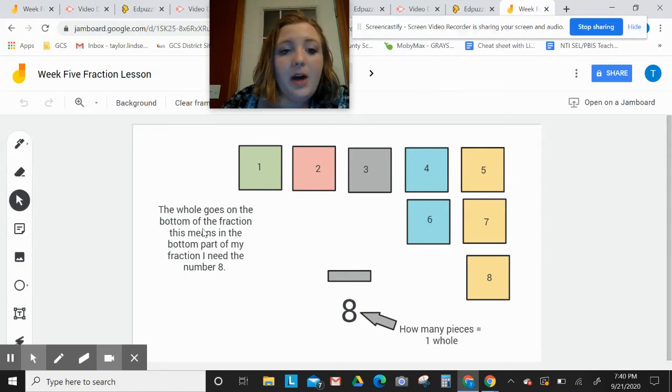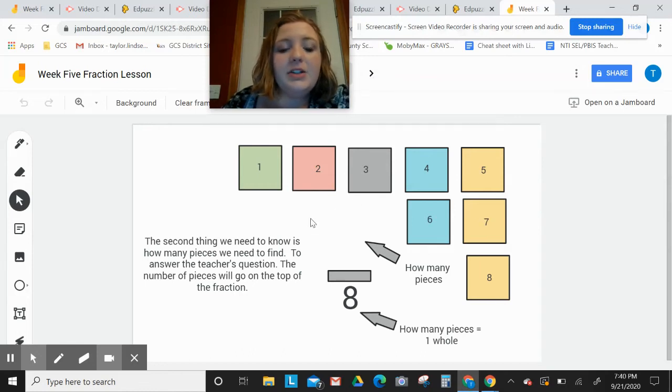The whole goes on the bottom of the fraction, and this means in the bottom part of the fraction I need an 8 because we want to know how many pieces represent our whole. That's what always goes on the bottom. So if I had put 4 at the bottom, that means we had 4 students in our class. But we had 8, so we have 8 here.